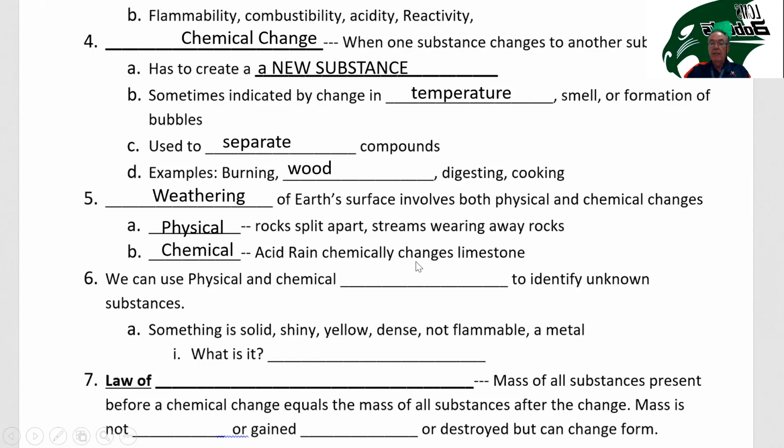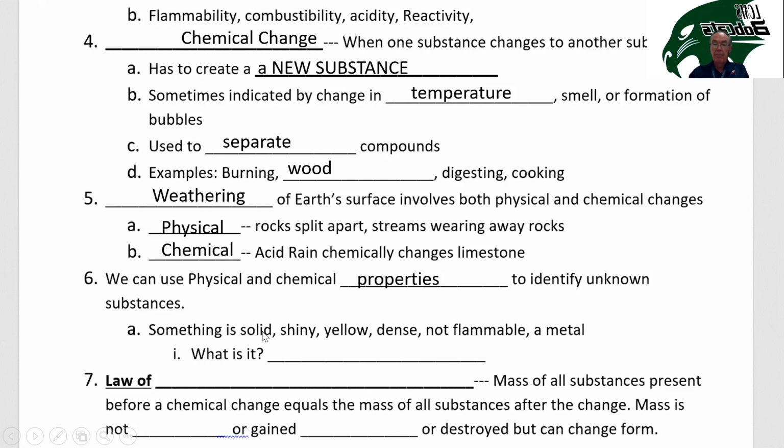Okay. Chemical changes are like acid rain changing limestone. It causes it to deteriorate. And this happens to statues and buildings as well. Okay. We can use both physical and chemical properties to identify unknown substances. Okay. The police do this a lot in forensics. So if they find something and they're not sure what it is, they'll go test it in the lab and make sure they know what the stuff is.